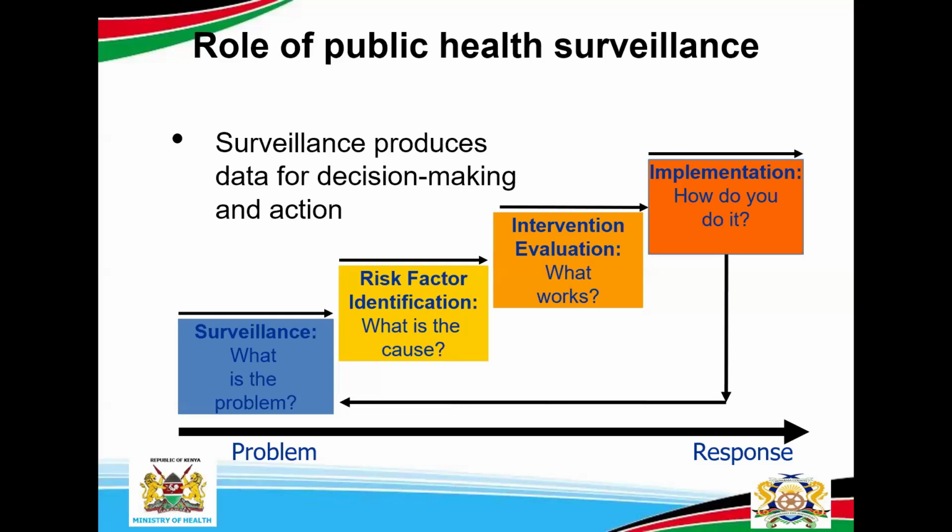If you have identified the risk factors, you need to understand how you can come up with interventions, or what works well to control or prevent the cause that you have just identified. And if you know what works well, then you need to know how to do the implementation. So surveillance is all about identifying a problem and coming up with a response.